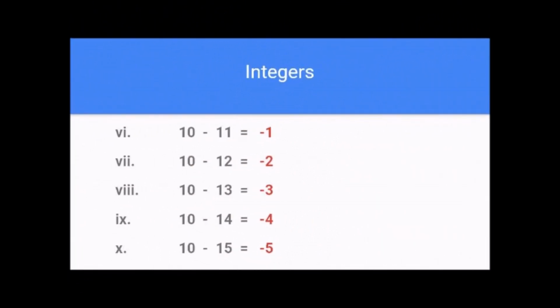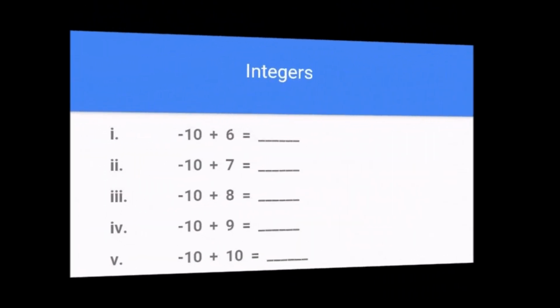Here we go. The answers. 10 take away 11 is negative 1. Yes, because you have 10. If you go to 10 and you take away 11, you move 11 steps to the left. 10 take away 12 is negative 2. 10 take away 13 is negative 3. 10 take away 14, negative 4. 10 take away 15 is negative 5.